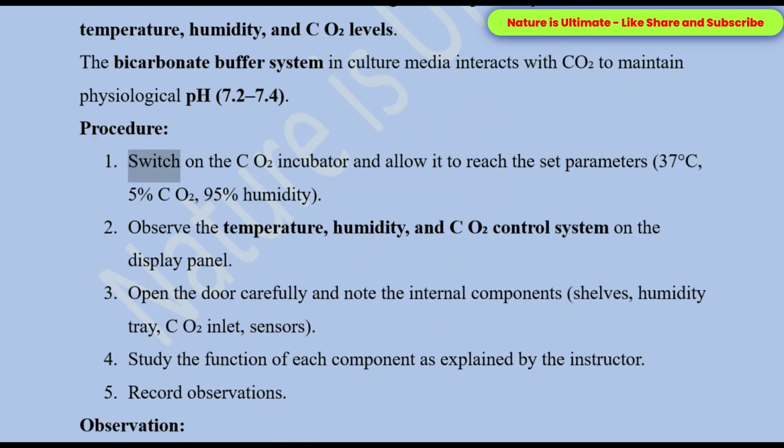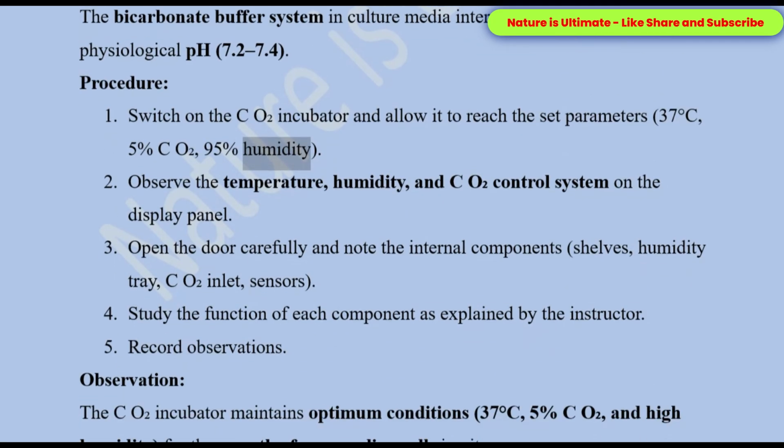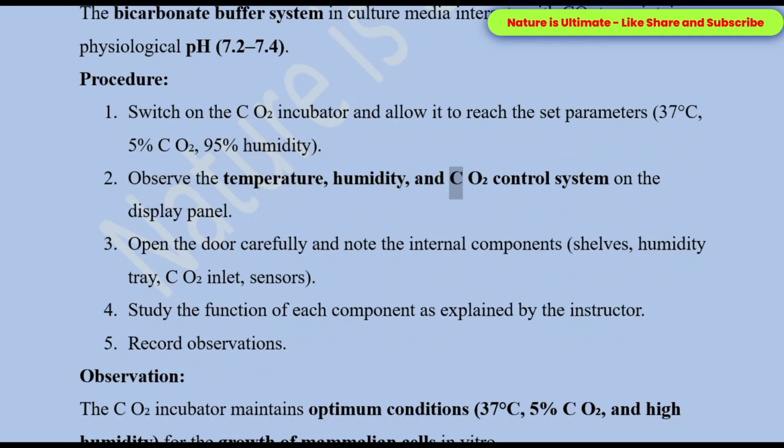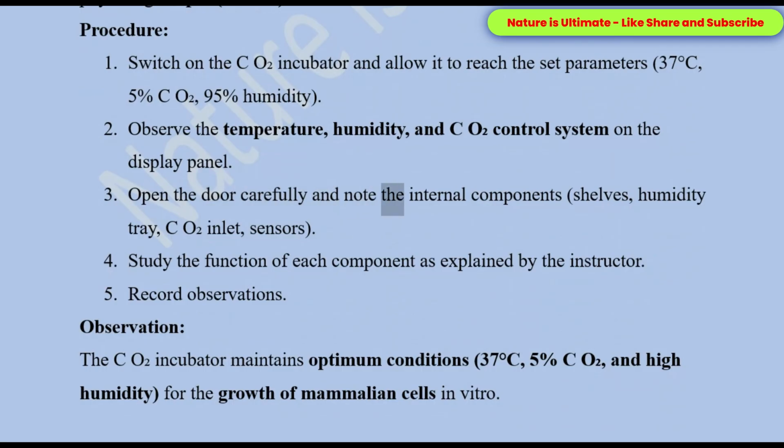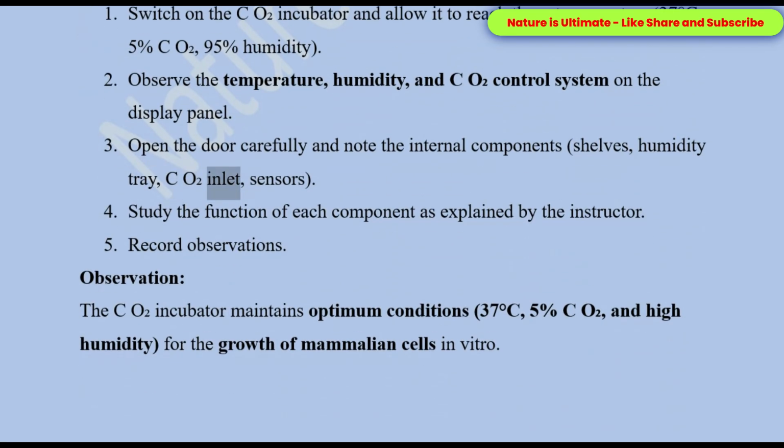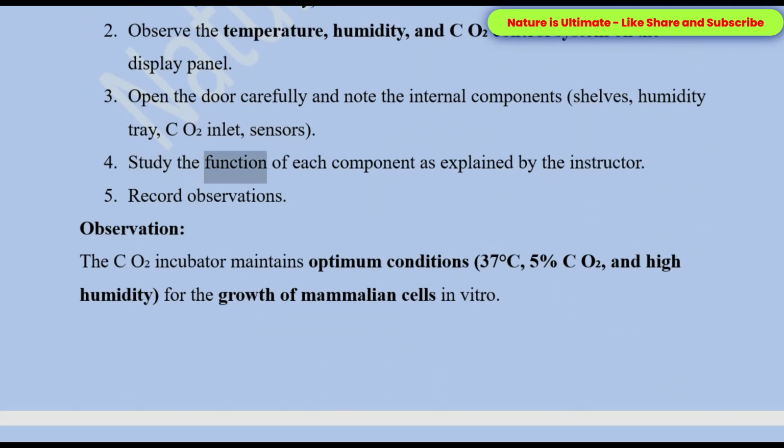Procedure. Switch on the CO₂ incubator and allow it to reach the set parameters, 37 degrees Celsius, 5% CO₂, 95% humidity. Observe the temperature, humidity, and CO₂ control system on the display panel. Open the door carefully and note the internal components, shelves, humidity tray, CO₂ inlet, sensors. Study the function of each component as explained by the instructor.